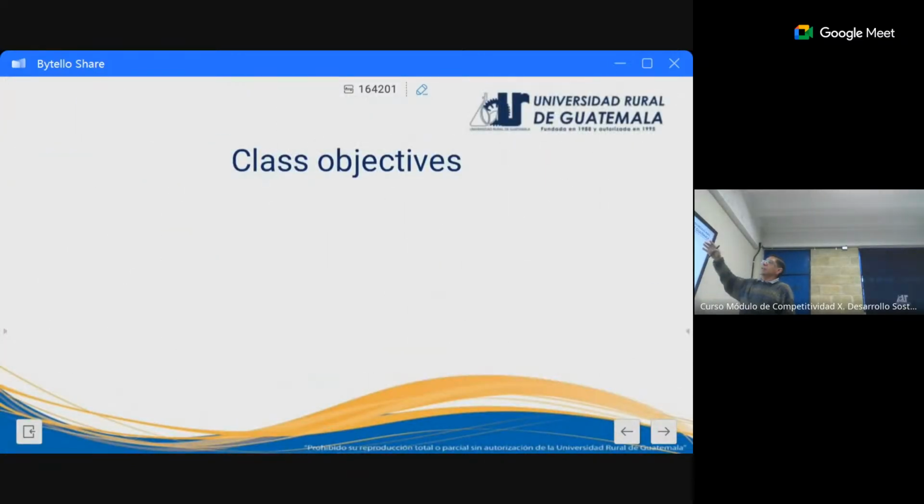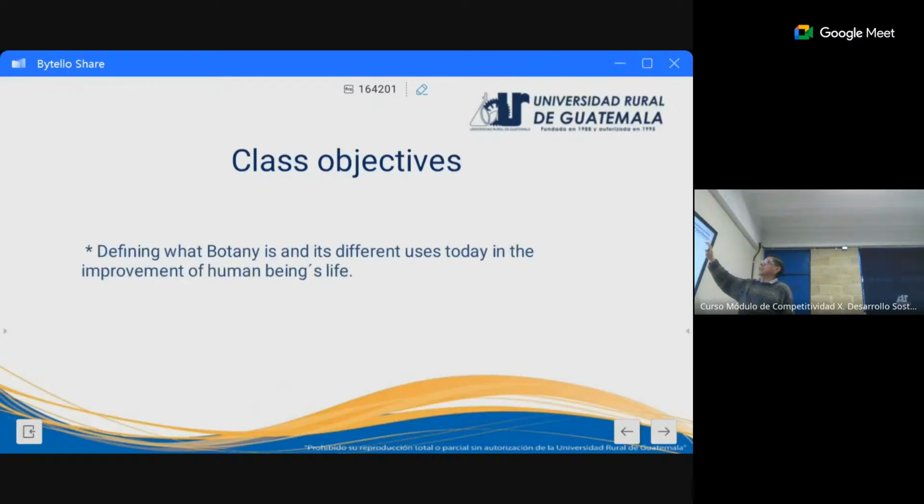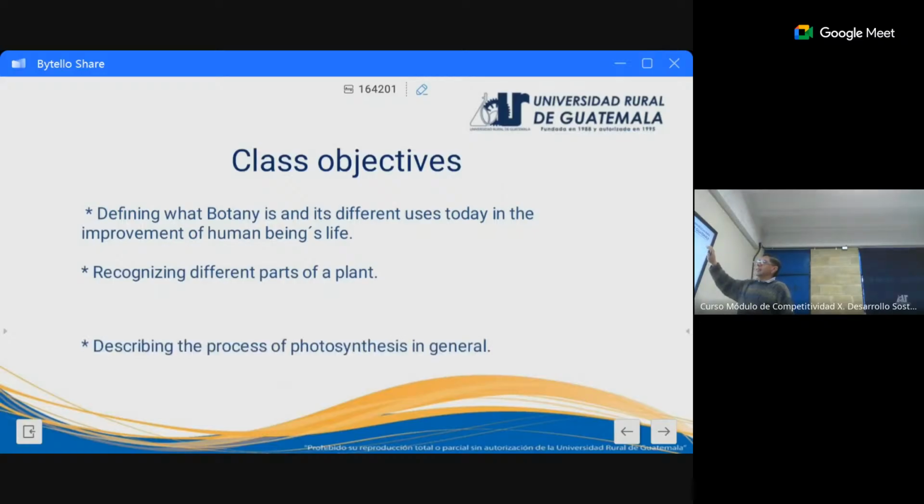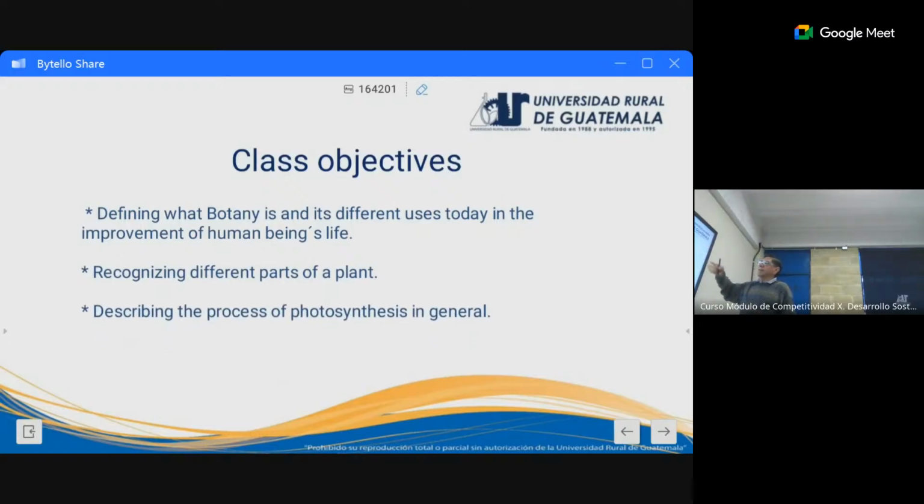Okay, now let's check our class objectives for today. Number one is defining what botany is and its different uses today in the improvement of human beings' life. Then we're going to study or recognize the different parts of the plant. And the next objective is describing the process of photosynthesis in general, and also reviewing the concepts of plant classification through taxonomy. Let's go ahead.